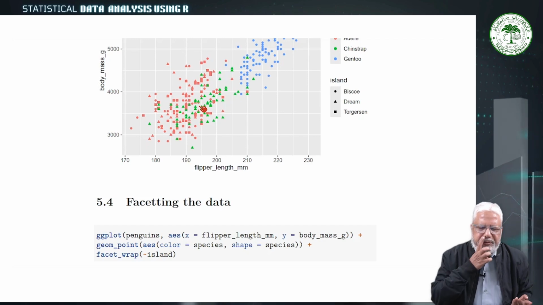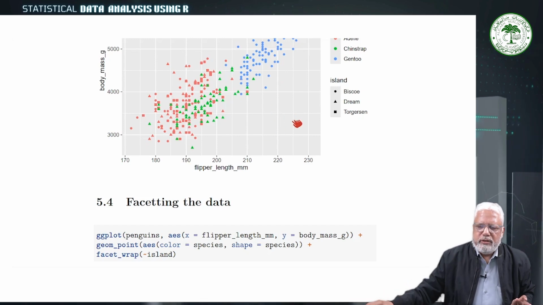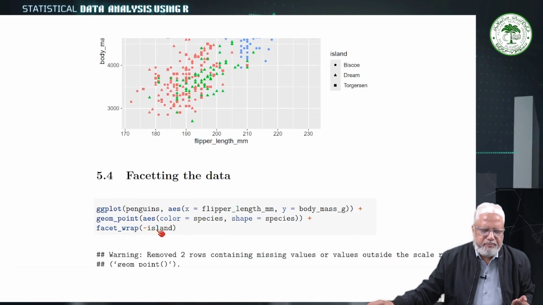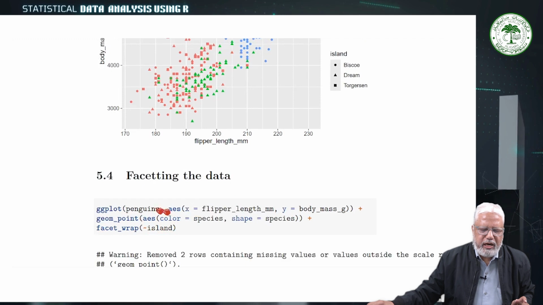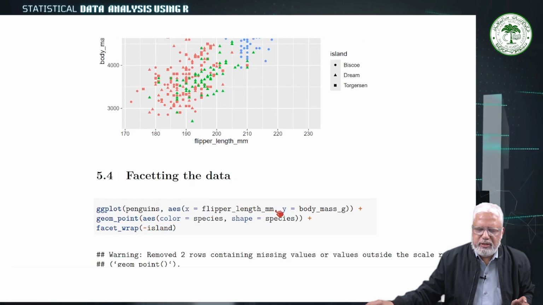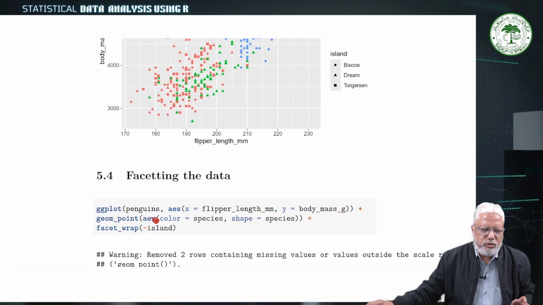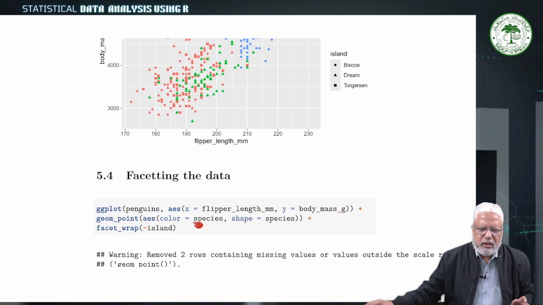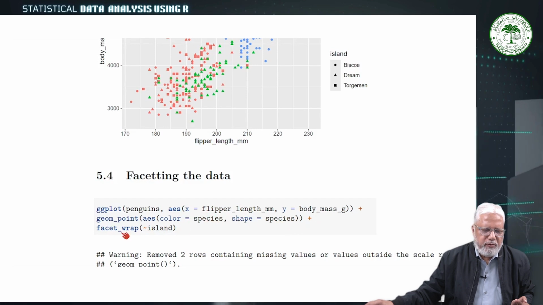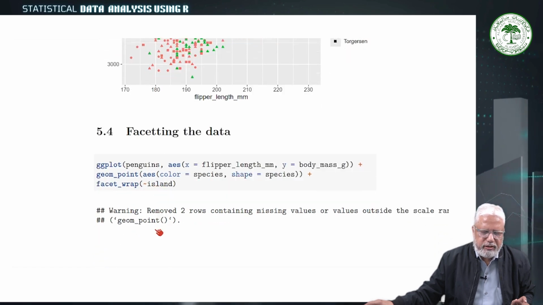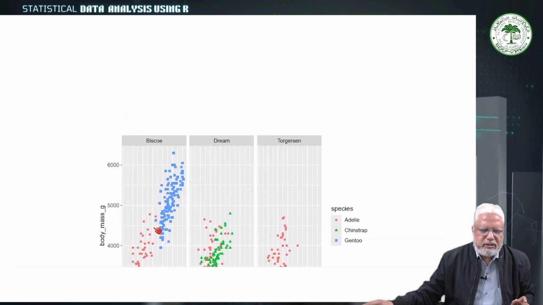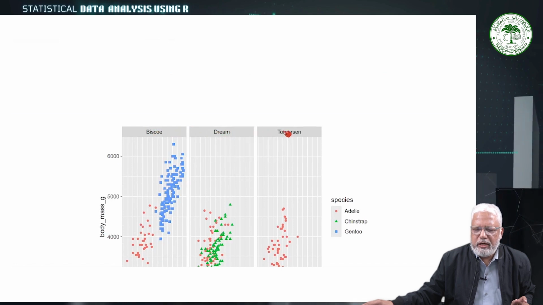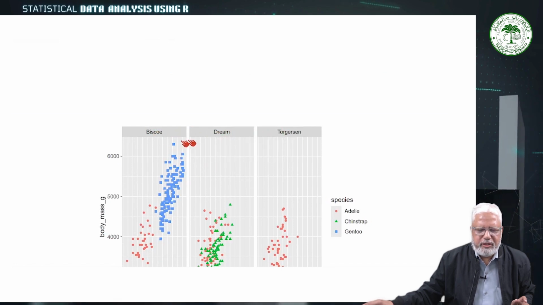Well, my dear participants, now I am going to facet the data. I am going to partition, facet_wrap, island. So ggplot penguins x is equal to flipper length in millimeter, y is equal to body mass plus geom_point AES, color is equal to species, shape is equal to species, plus facet_wrap island. So because of facet_wrap island, it is Biscoe island, Dream island, and Torgersen island. So it gives a better picture.